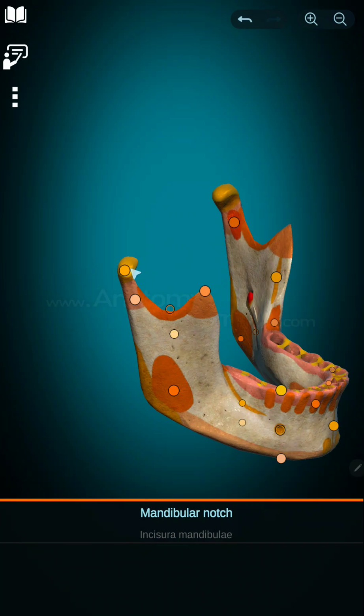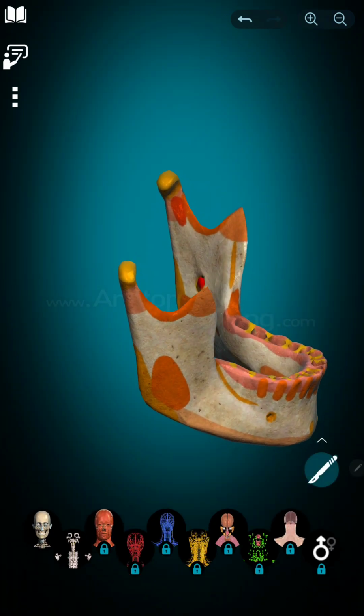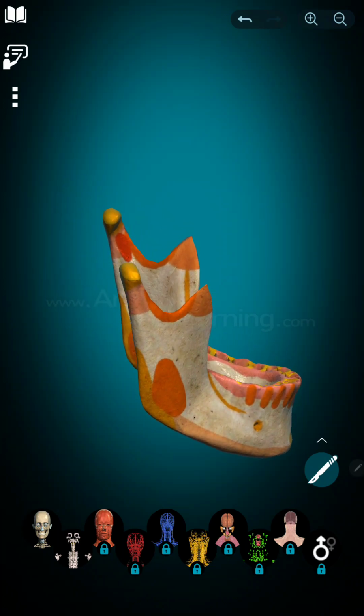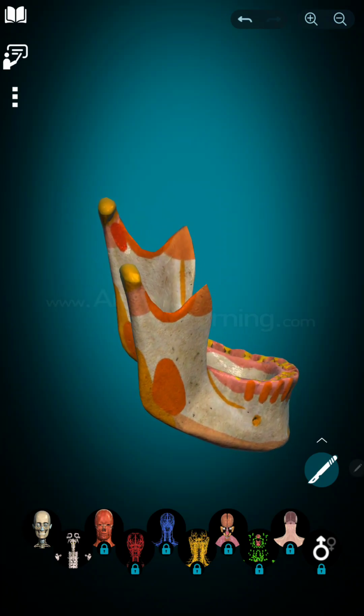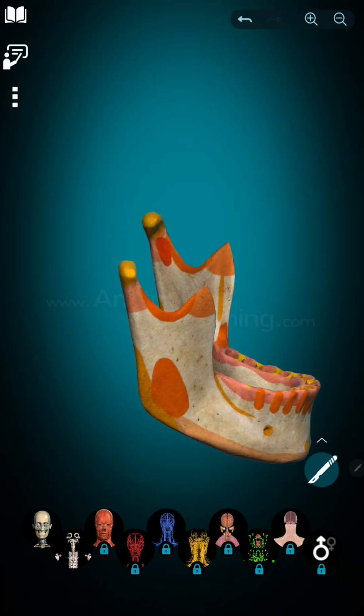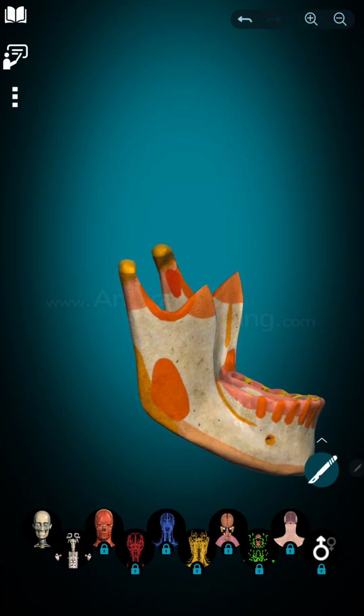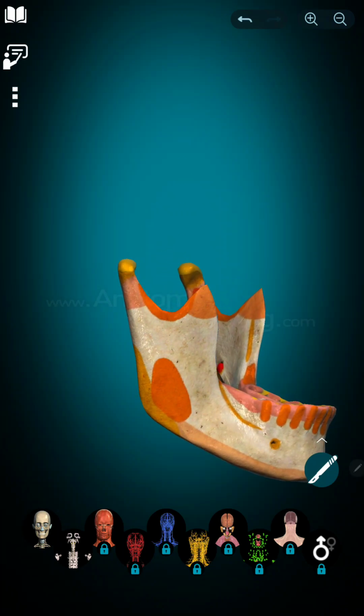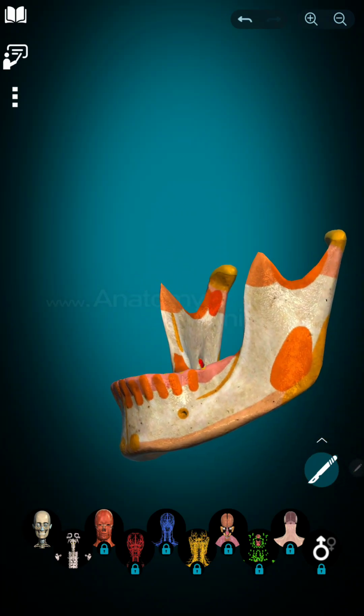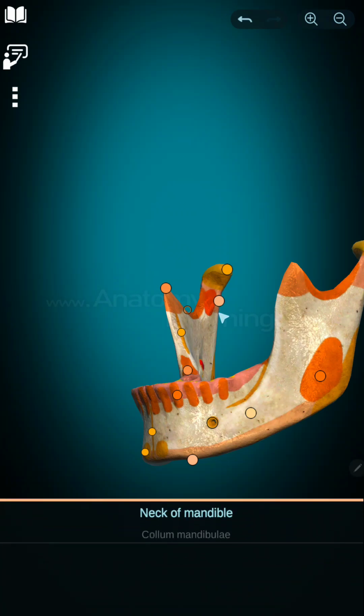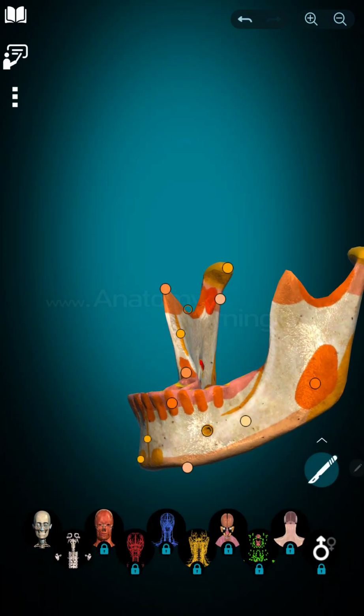It articulates with the temporal bone. You know that we have studied the temporomandibular joint, right? So this head articulates with the temporal bone to form the temporomandibular joint. The constriction below the head is the neck, in which the pterygoid fovea is present. Its anterior surface represents a depression called the pterygoid fovea, as you can see here.